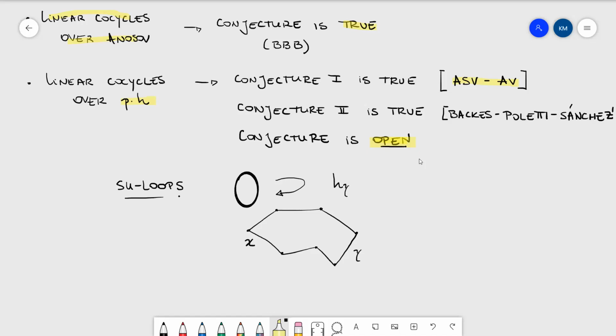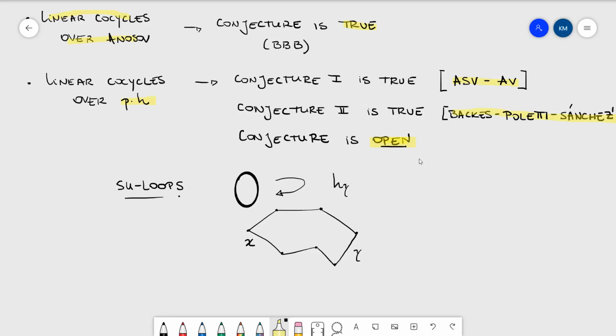And it's going to have something to do with these SU loops that I'm going to define in a minute. I just want to mention that conjecture 2 is also true. We know that for linear cocycles over partially hyperbolic maps, Bochi-Mañé is not happening, and this was proved by Backes, Poletti, and Sánchez. So we have this very good evidence for the conjecture, but it remains open, and we still don't know if we have continuity in the full set of fiber-bunched cocycles over partially hyperbolic maps.